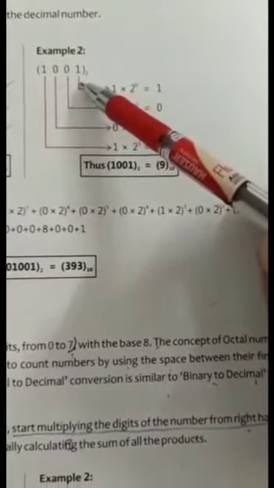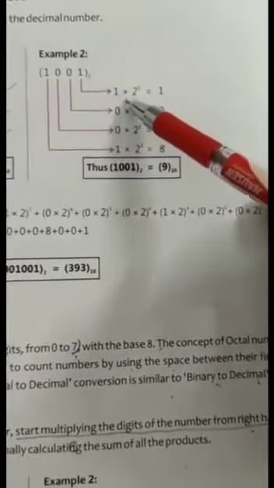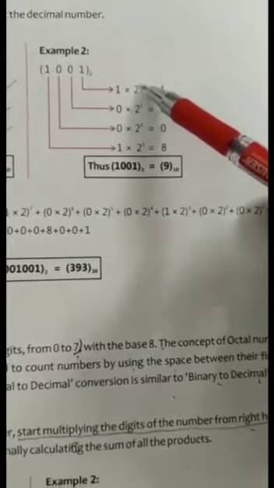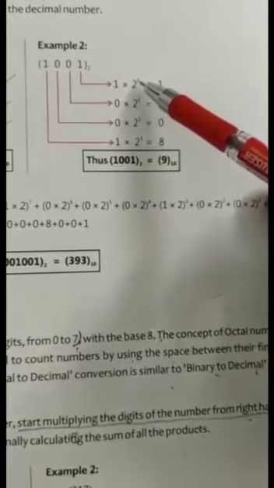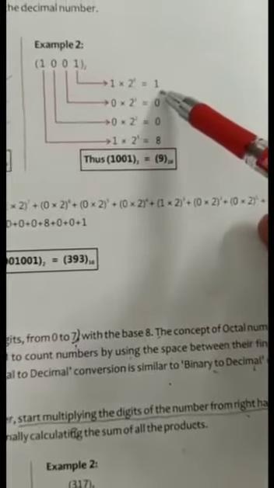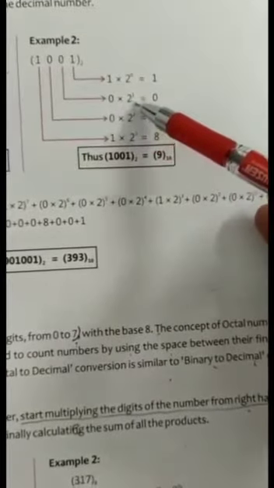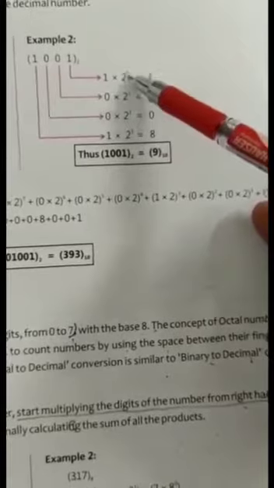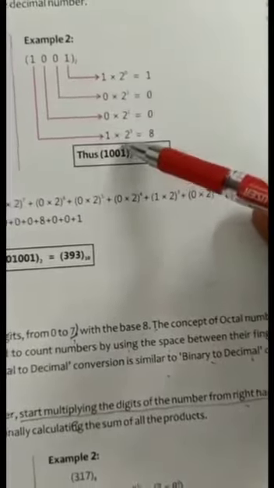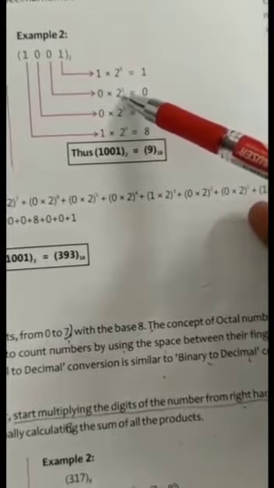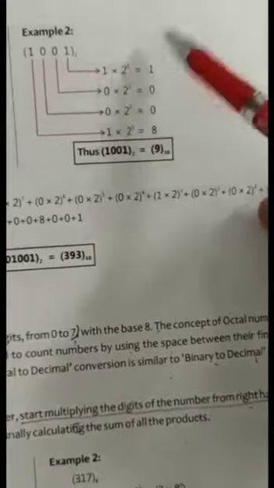Second example, 1001. We will start with extremely right digit, that is 1, multiply by 2, and its power will be 0. Any number that has power 0 is equal to 1. 1 multiplied by 1 is equal to 1. Next digit is 0 multiplied by 2 power 1. Power will increase 1 by 1, and the base will remain fixed. 2 multiplied by 1 is equal to 2. 0 multiplied by 2 is equal to 0.